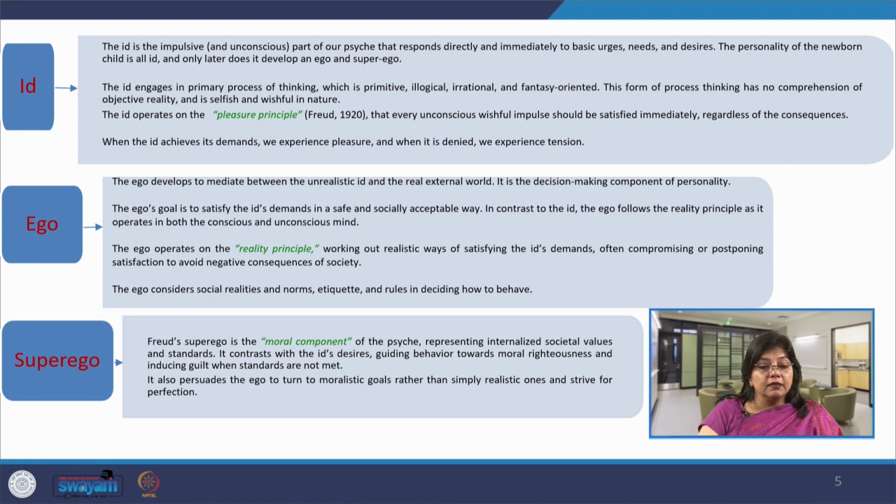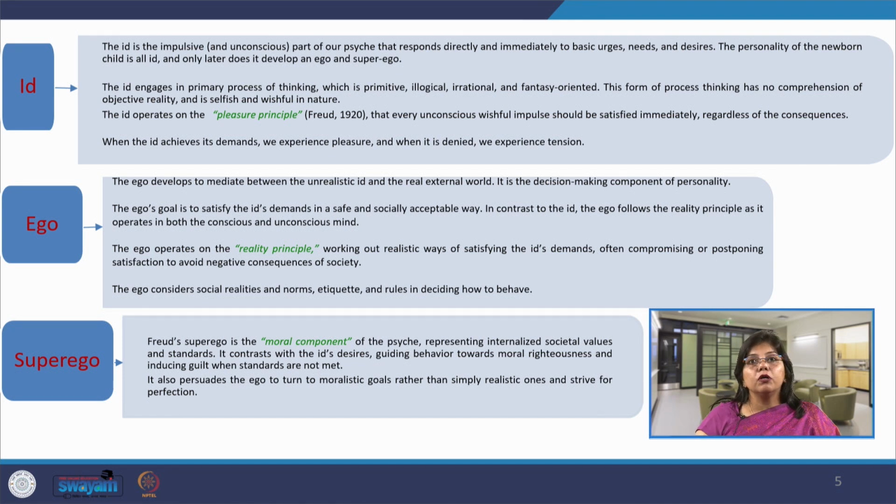So, the id is the impulsive or unconscious part of our psyche that responds directly and immediately to basic urges, needs and desires. It talks about the sexual desires, it talks about the biological desires, hunger, thirst, sleep. It can be anger, where there is no control over our anger and we become more aggressive. The personality of the newborn child is all id, and only later does it develop an ego and superego. So, any child will be very much controlled by the id.